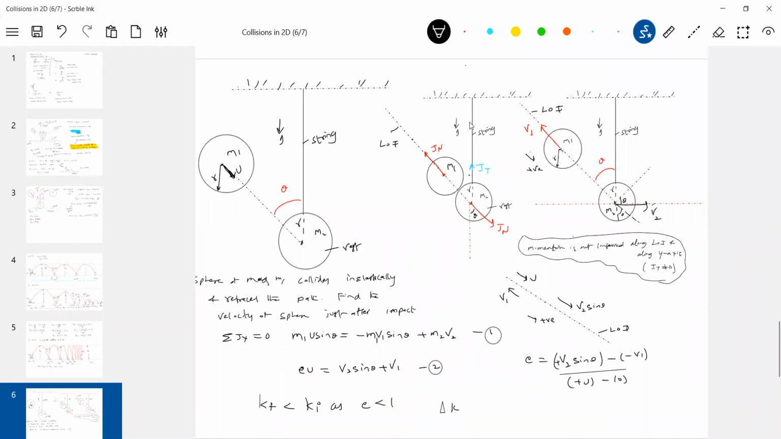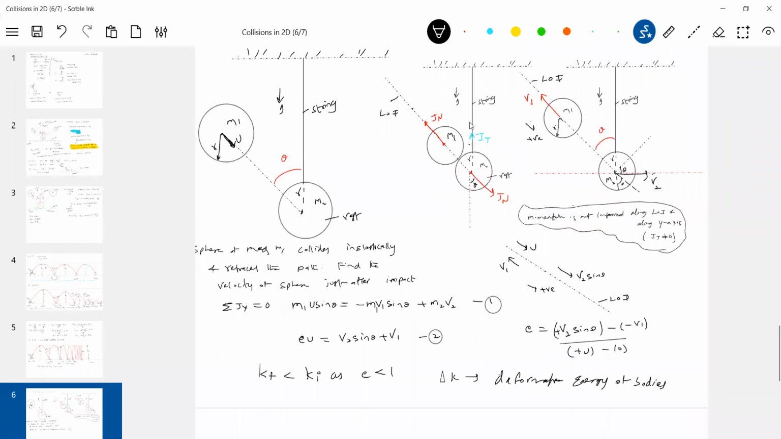Delta K will be available as deformation energy of bodies. Next again, sound, heat, and heat generated in the string. Now this is really troublesome for you. You have to be very careful. So when they ask you a question, try to bother about what happened after collision.